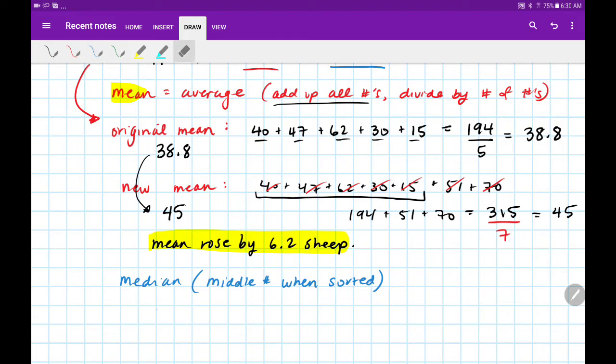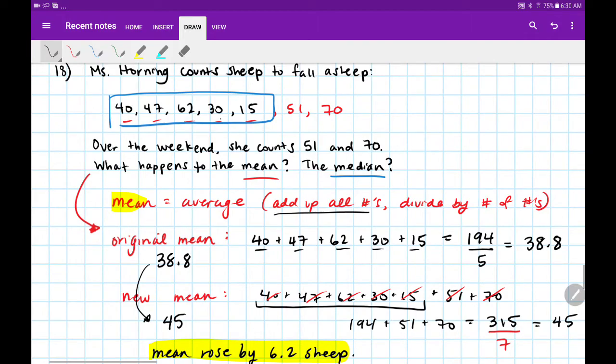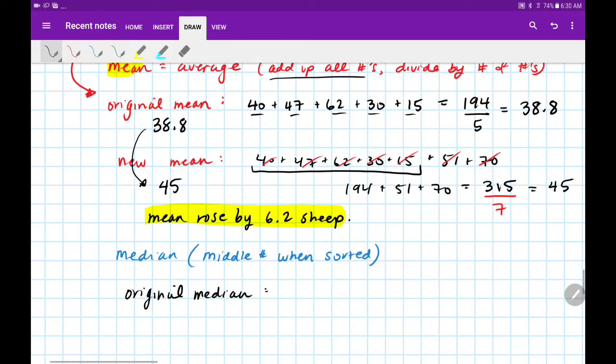I like to use black because it's easier to see. Okay, so our original median is, please don't jump and say 62. We've got to sort these. So 15 is the lowest number, then 30, then 40, okay? So our original median is just going to be the middle number here, which is 40. Easy enough? All right, now let's find the new median.